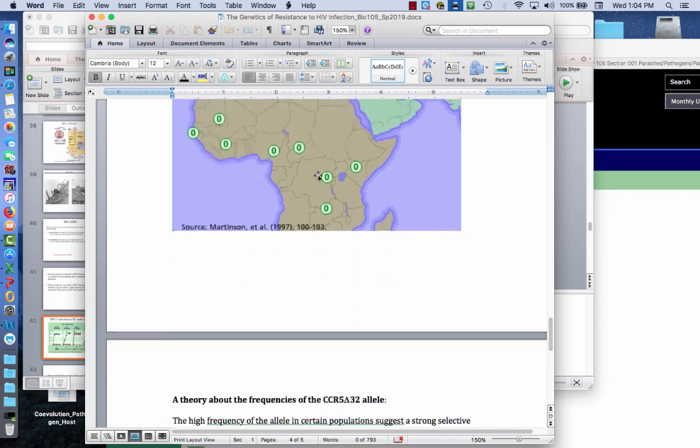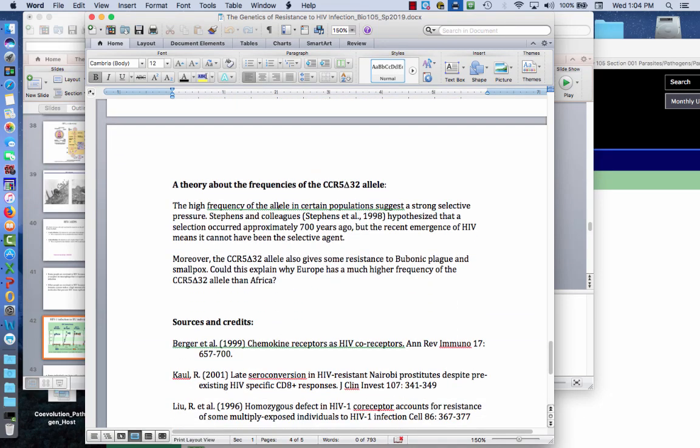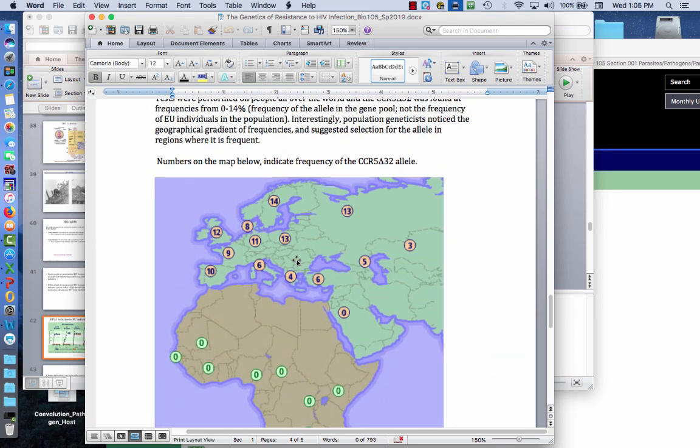All right, so what's going on? There is a theory that there was a strong selective pressure sometime 700 or more years ago. And we have noted that CCR5, this deletion, gives resistance to HIV, but also gives resistance to bubonic plague and smallpox. So is there something special about this allele and the reason that it's in high percentages in these populations who have basically descended from populations that were highly affected by bubonic plague and smallpox? Possibly.